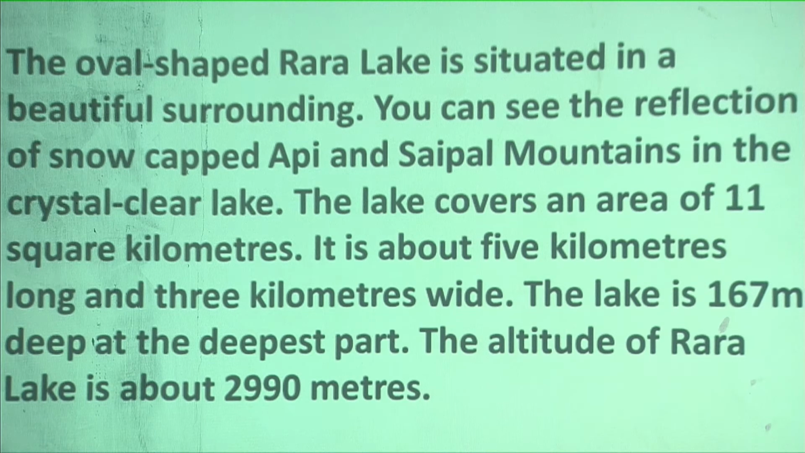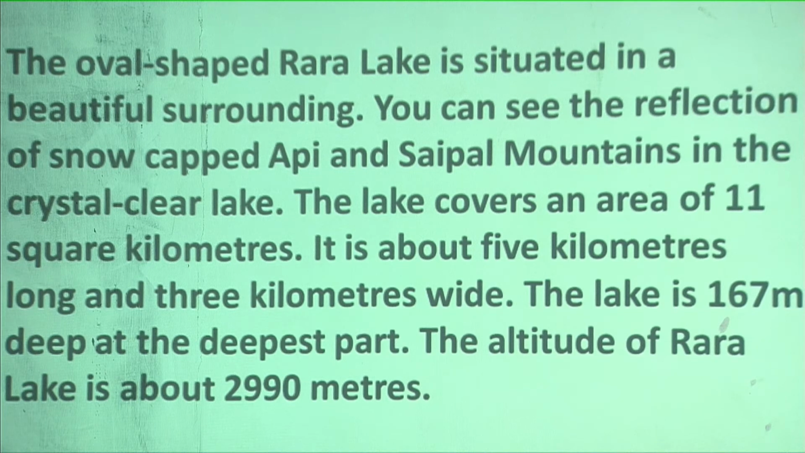Students, once again you follow me, then it will be clear for you how the words are pronounced and read. The oval-shaped Rara Lake is situated in a beautiful surrounding. You can see the reflection of snow-capped Api and Saipal mountains in the crystal clear lake. The lake covers an area of 11 square kilometers. It is about 5 kilometers long and 3 kilometers wide. The lake is 167 meters deep at the deepest part. The altitude of Rara Lake is about 2,990 meters.